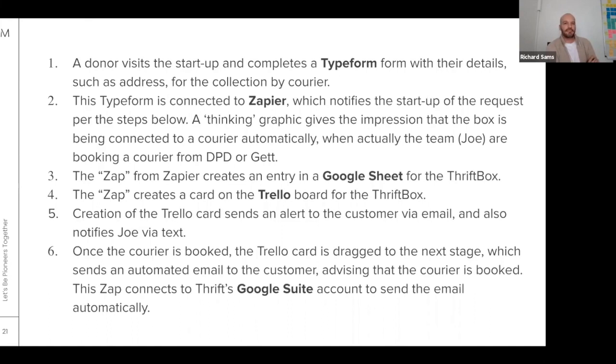A donor visits the startup's website and completes a Typeform with their details, such as an address, for the collection by courier. This Typeform is connected to Zapier, that's the one that has linked those two software together, which notifies the startup of a request. A thinking graphic gives the impression that the box is being connected to the courier automatically, when actually the team, Joe, are booking the courier from PDB or Get. So they've received this request, and then there's a thinking graphic inside of the website. But really what's happening is that request has come into a team member that they can see via Typeform, into the back end of Typeform. They've picked it up, said, right, there's a request, and then they're actually manually booking that courier.